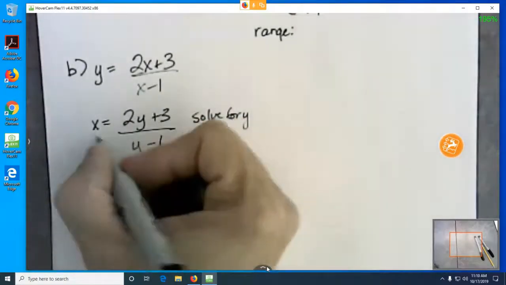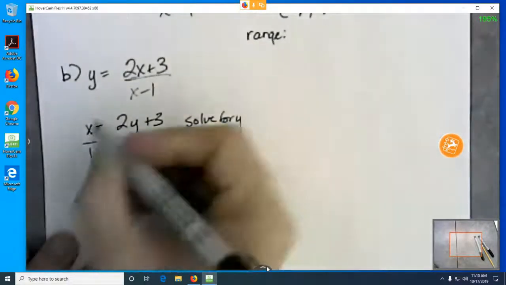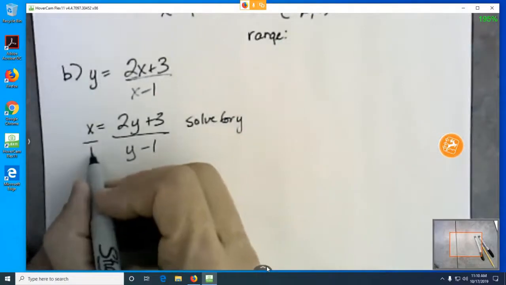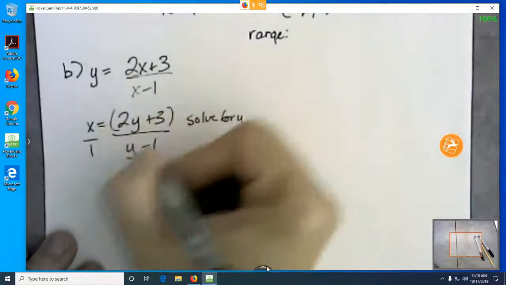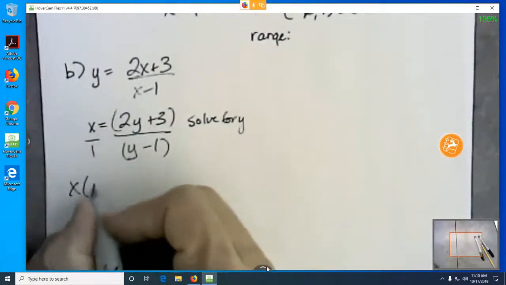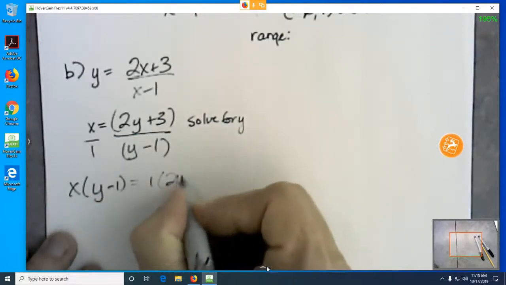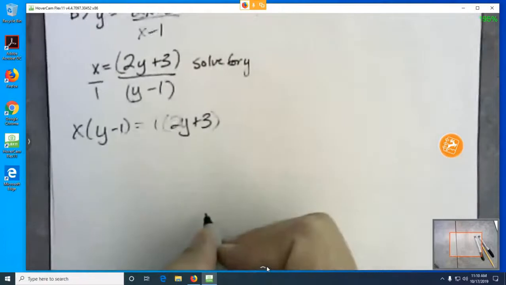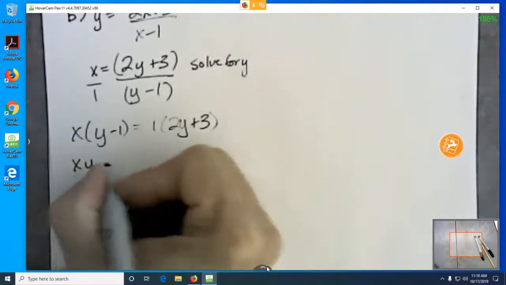So this is just a rational equation like the ones we were talking about in the last unit. Since this we could write as x over 1, that means we could cross multiply. I'm going to put both of these in parentheses so that when I multiply, I've already got the parentheses there. So on this side, I'm going to distribute the x.